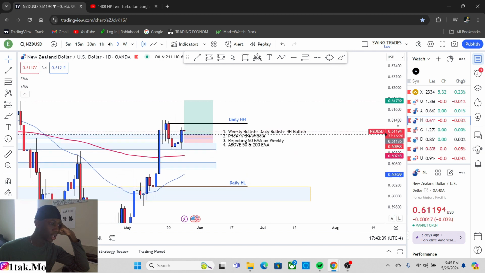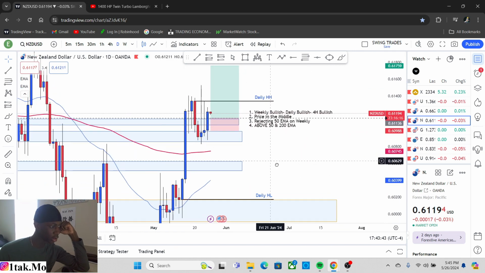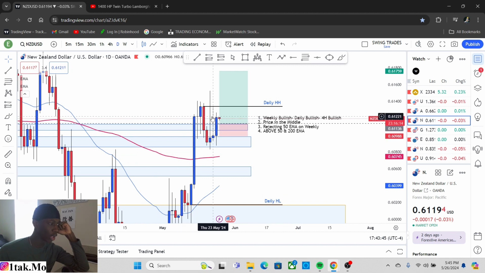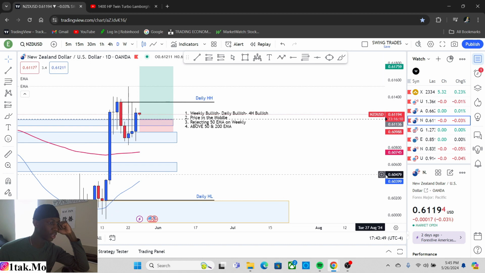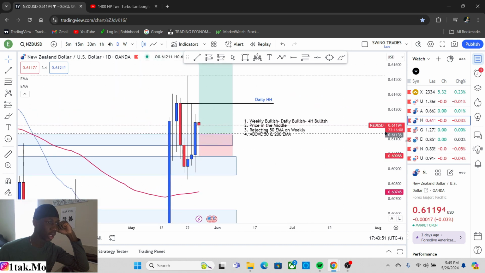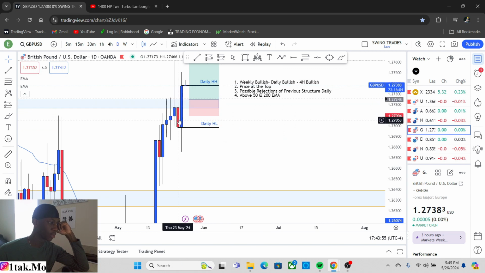NZD USD, literally the same thing. Price already broke above. It came back, retested one area of interest, and started its move up. I literally found this area of interest just now, so I'm waiting for it to pull back to that area of interest, retest it before continuing up. GBP USD, literally the same thing, broke above, waiting for it to retest previous structure as well, and then it's above the EMAs, so cool. That's what I'm waiting for.